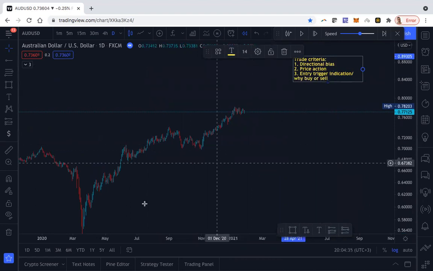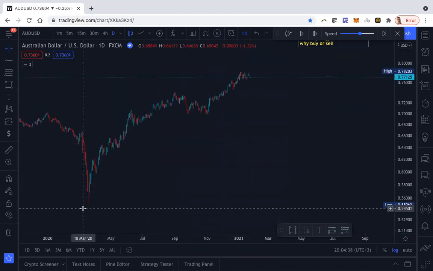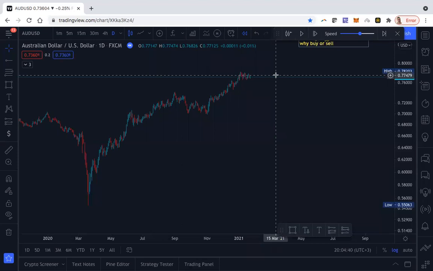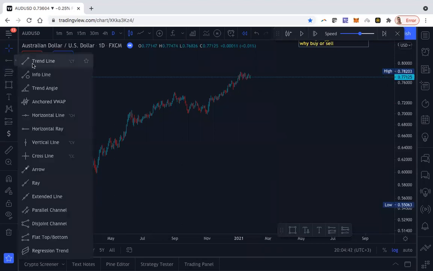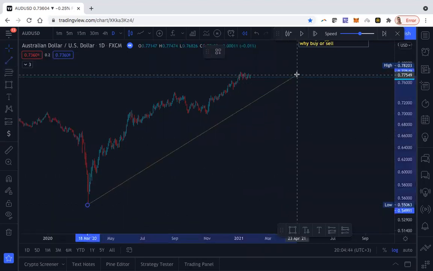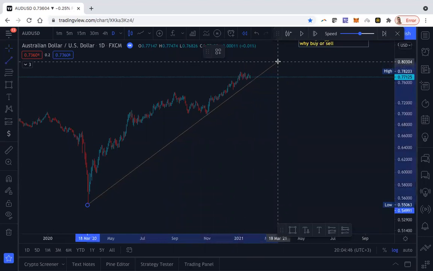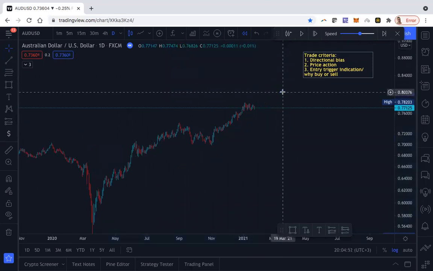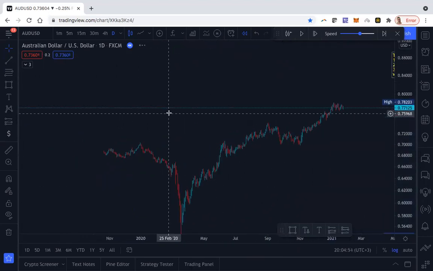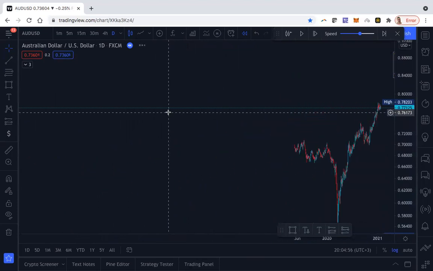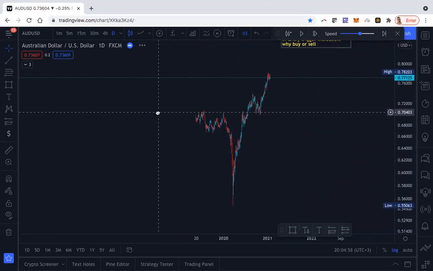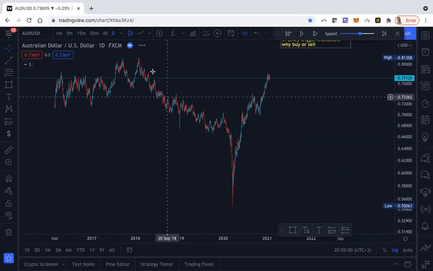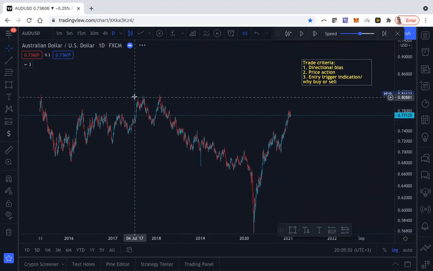For starters, obviously AUD has been pushing up. If I was to just draw a trend line, I don't need to, but if you're a beginner on my channel, maybe you don't know what a trend line is. That's what a trend line is. So the trend has been up. Sorry, my internet is a bit slow.